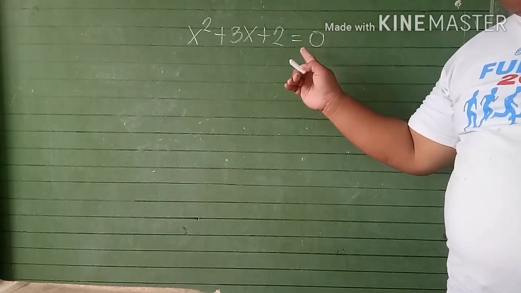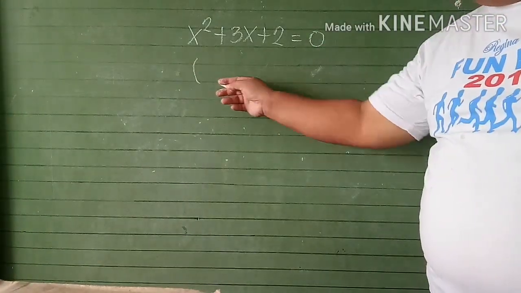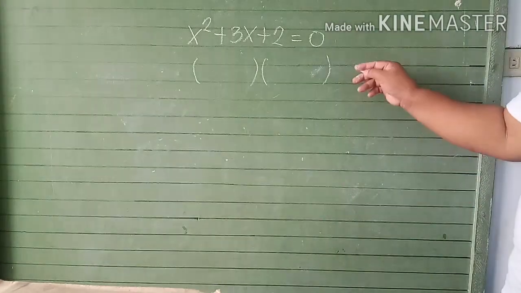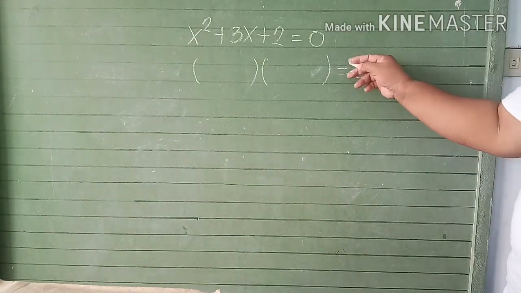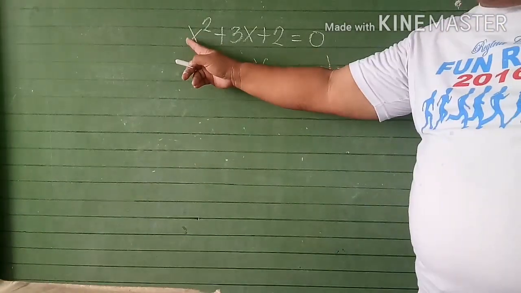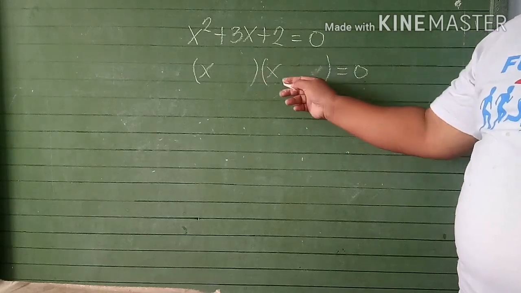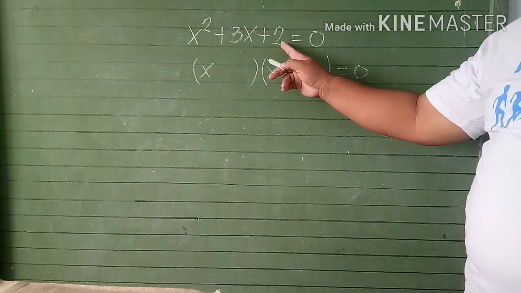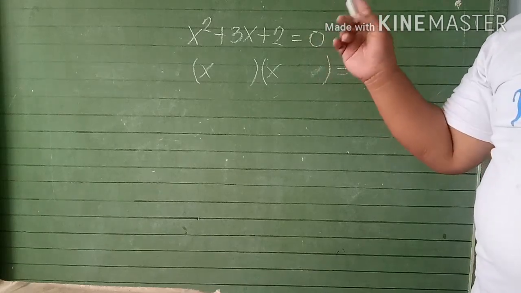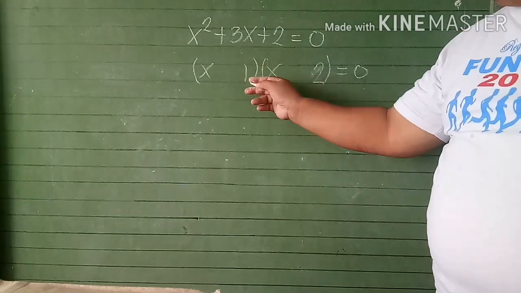So let us factor this quadratic equation. Remember, in factoring, we're going to find the best factor that satisfies our equation. Okay, so we're going to create two quantities here. Since this is x squared, it means that these two quantities contain x. Now, what will be the factors of 2? We know that the factors of 2 are 2 and 1. So we're going to write down 2 here and 1 here.